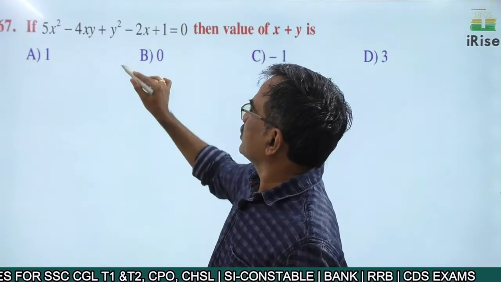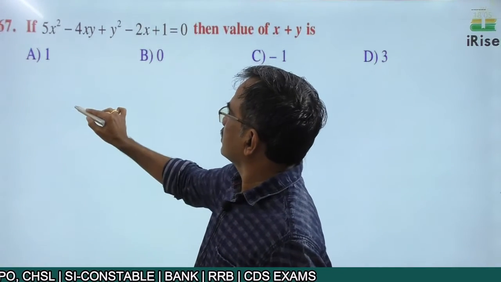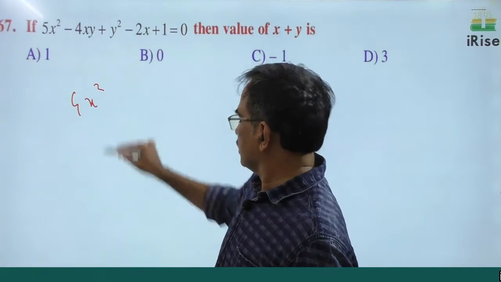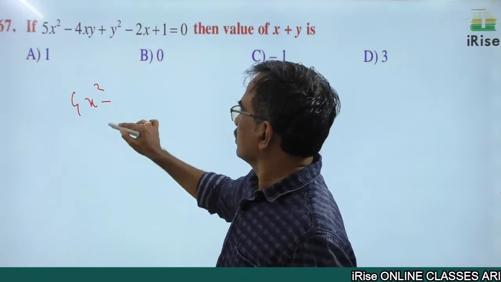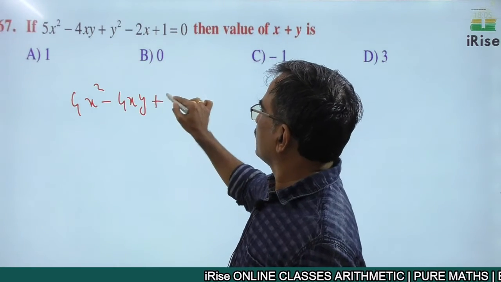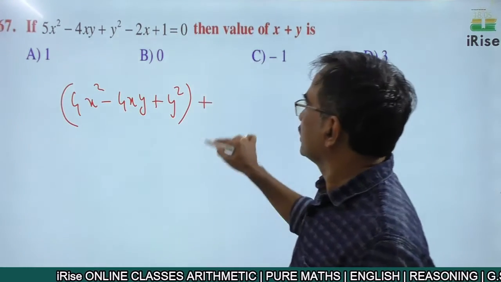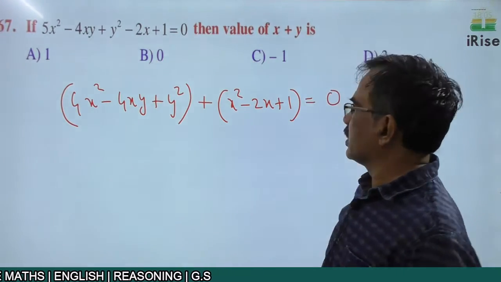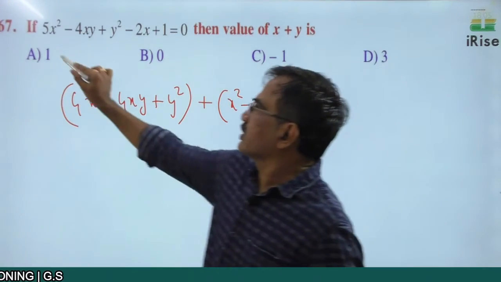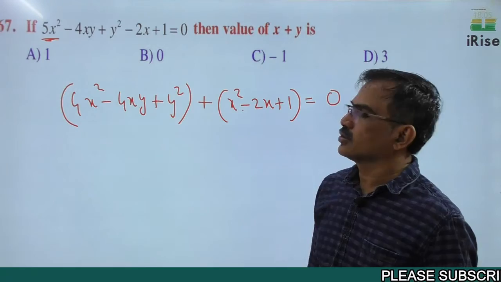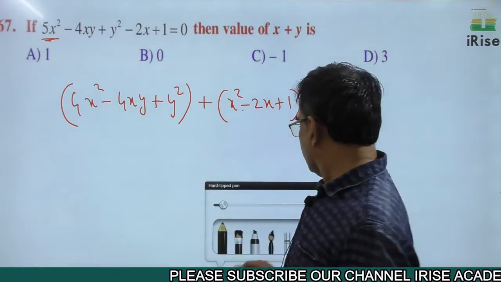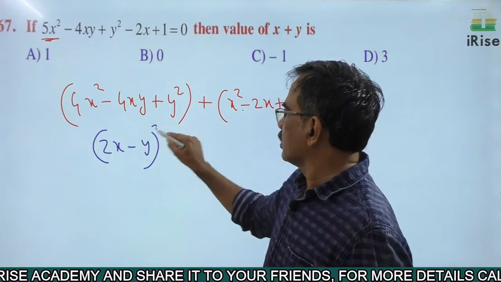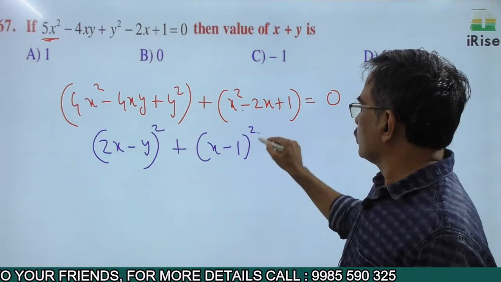Just rearranging the terms, this can be written as 4x square minus 4xy plus y square in one bracket, and the remaining x square minus 2x plus 1 in one bracket. This 5x square can be written as 4x square plus x square. The first three can be written as 2x minus y whole square plus x minus 1 whole square is equal to 0.